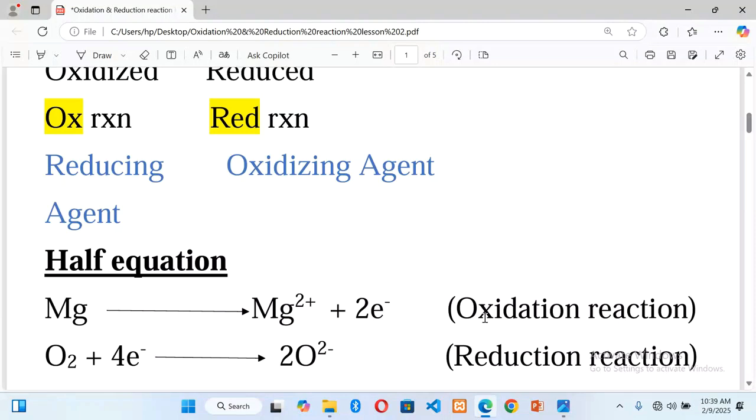In a simple way, you can view it like this: for oxidation reaction, electrons are on the right hand side, while for reduction, electrons are on this side. So this is for reduction, and then this is for oxidation.